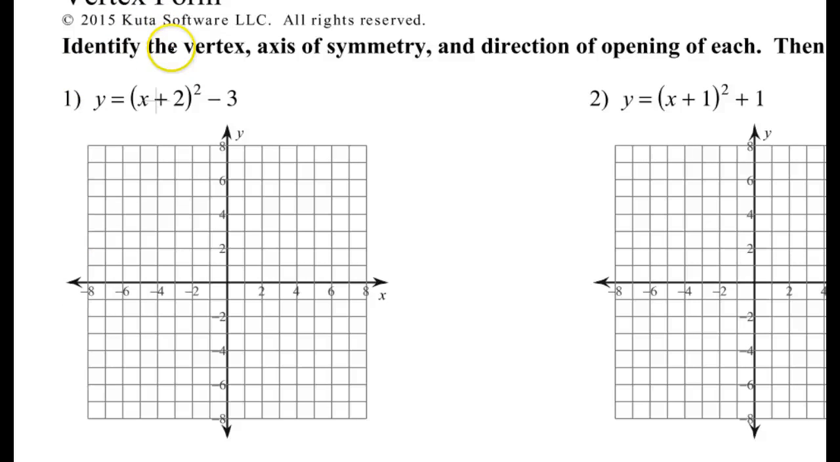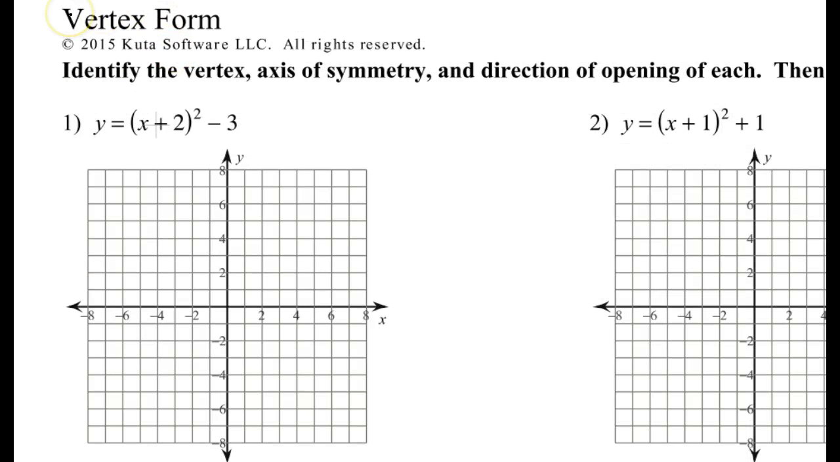All right, so this format that we're going to put everything in that looks like this is called Vertex Form. All right, and what we did before when it was just x squared plus x plus some number, call it c, this is called standard form.